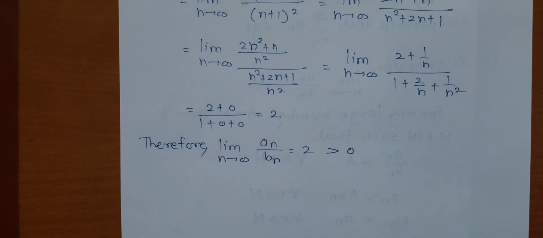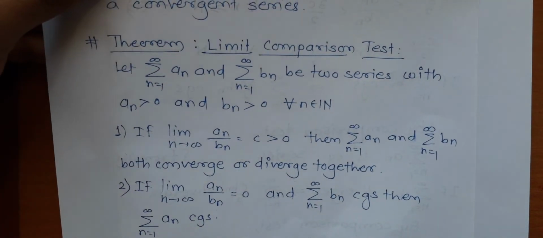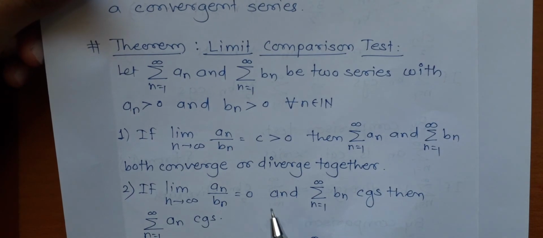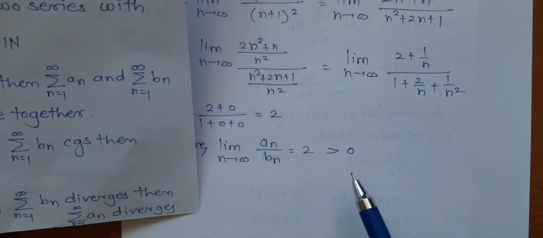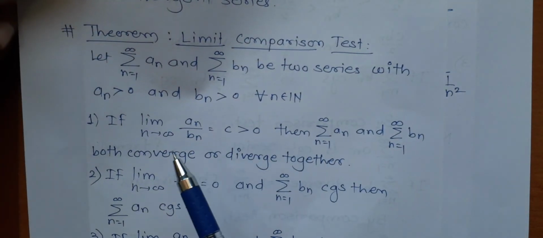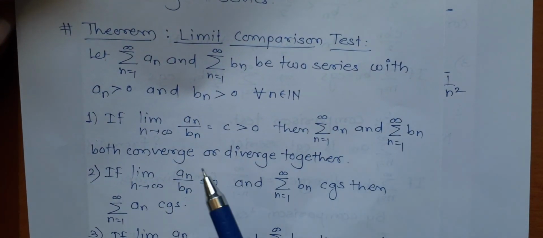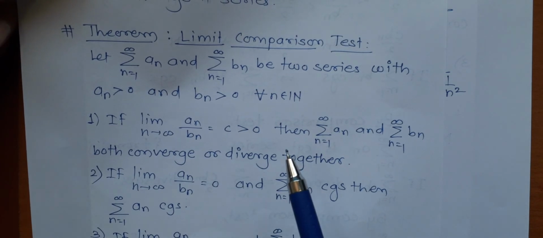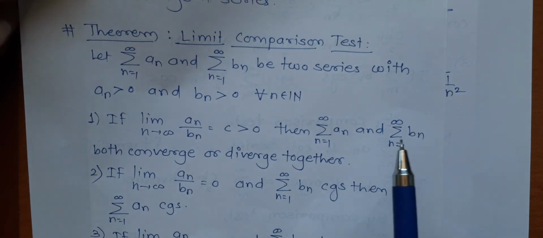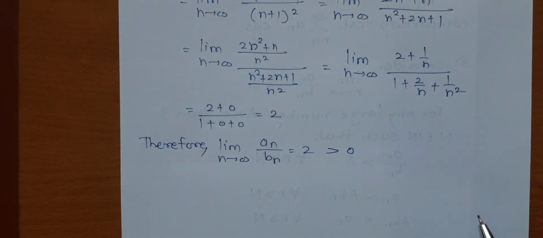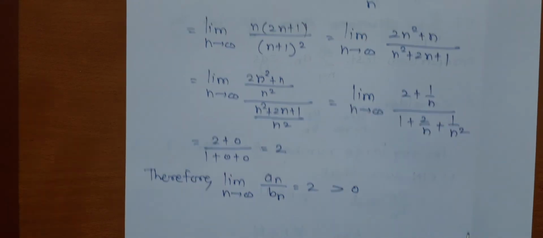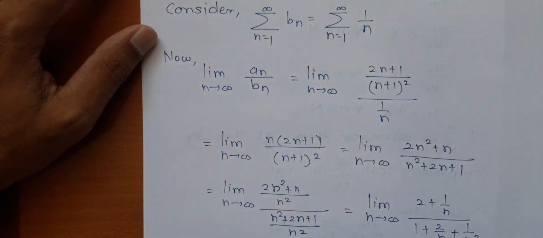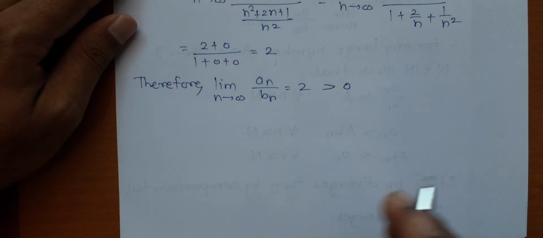Now I will show you the statement of the limit comparison test. It says we first find the limit, and if it is greater than 0, as we have got here, then we can apply the first statement: summation a_n and summation b_n both converge or both diverge together. That means if one series is convergent, the second is also convergent, and if one series is divergent, the second is also divergent. So what do you think about b_n? b_n is a divergent series, and I will clearly mention this.